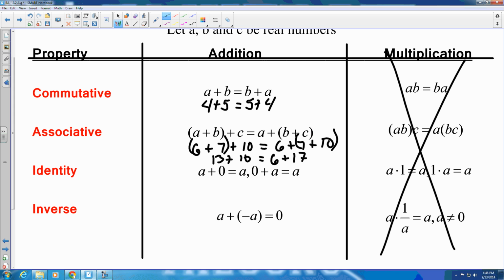Okay? The identity property doesn't matter what a is as long as a is not 0. If you take a plus 0, it's going to equal a.